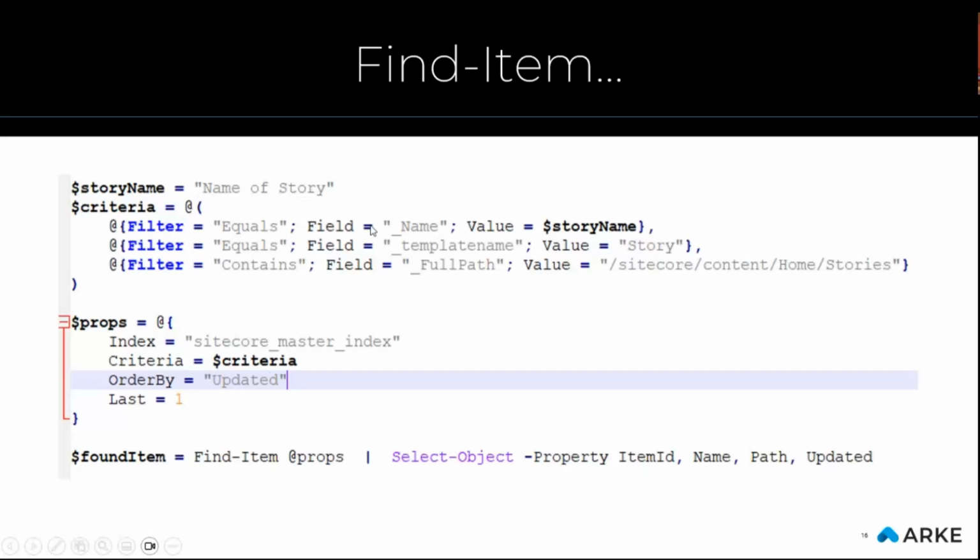But note that for my criteria, I set the name of the item, the name being the name of the field within the item, but it's also the name of the item, whatever I'm going to name it. I'm setting the template name, and I'm setting the path where I would find it, so it's not searching the entire content tree.